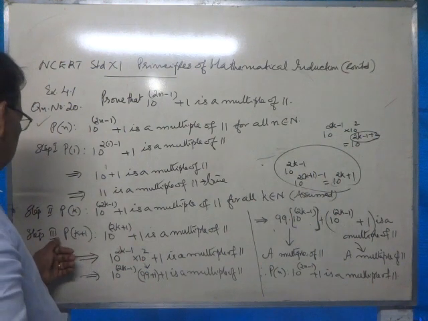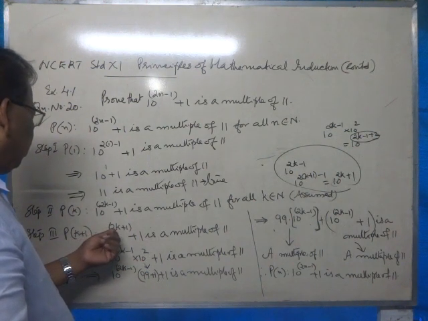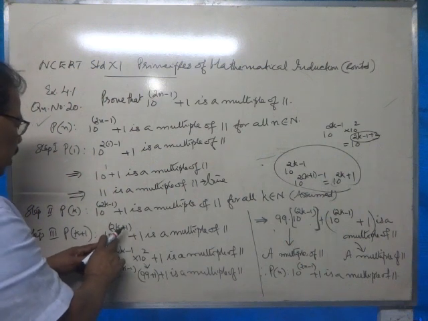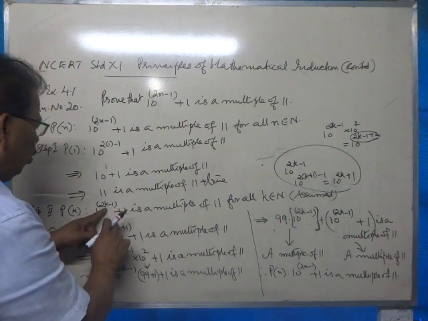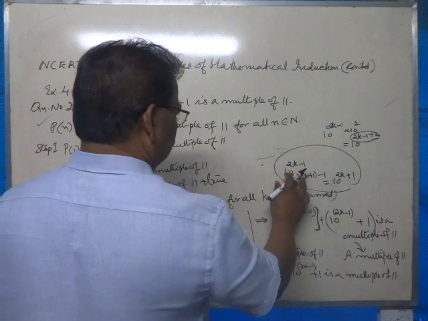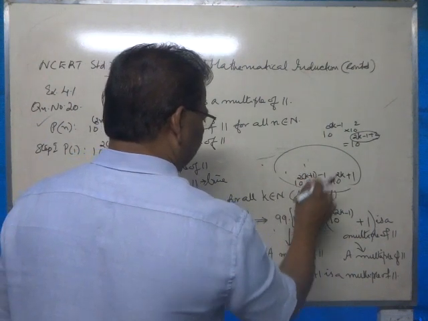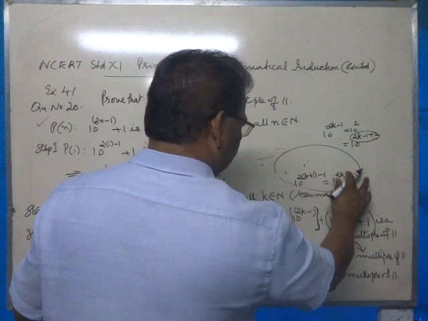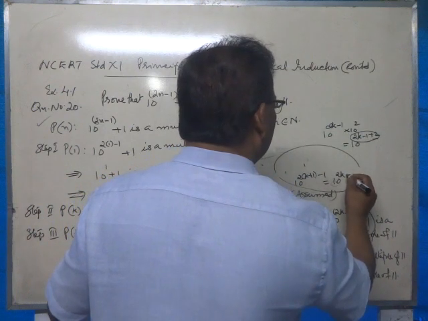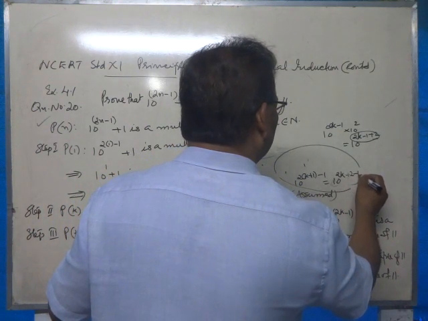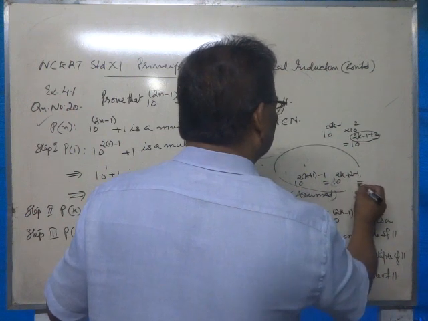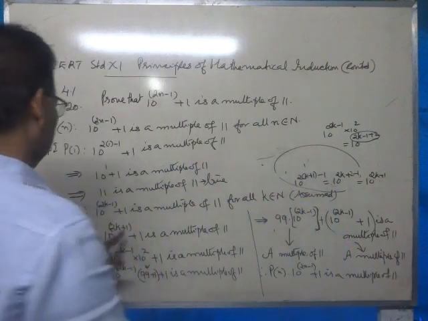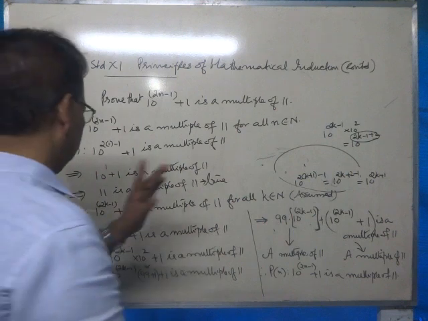Now we are replacing k by k plus 1. Step 3, P of k plus 1: 10 raised to 2 into k plus 1 minus 1. That is 10 raised to 2k plus 2 minus 1, that is 10 raised to 2k plus 1. Therefore, we need to show 10 raised to 2k plus 1 plus 1 is a multiple of 11.